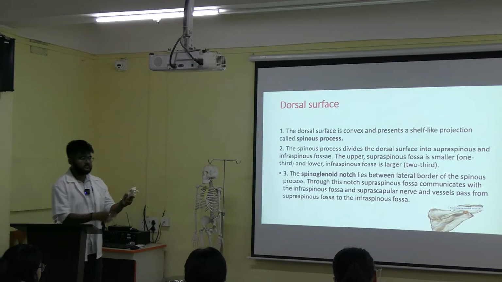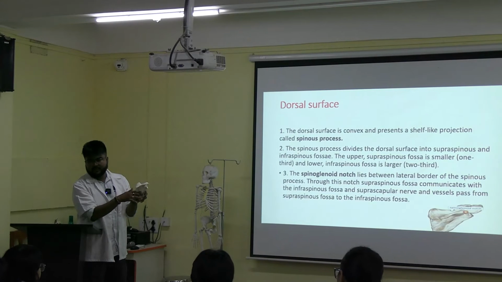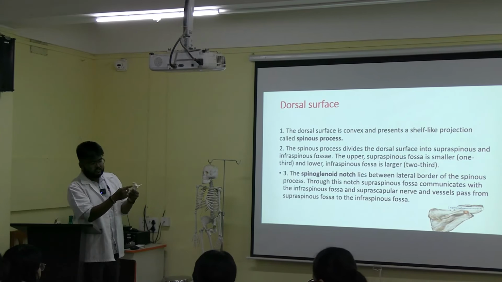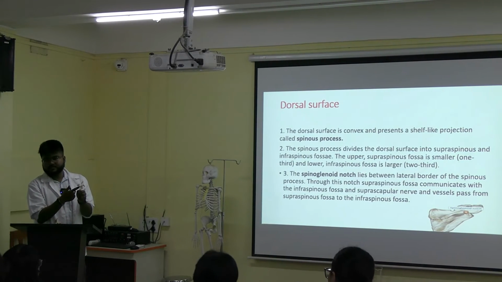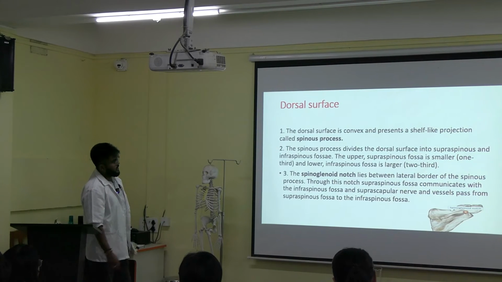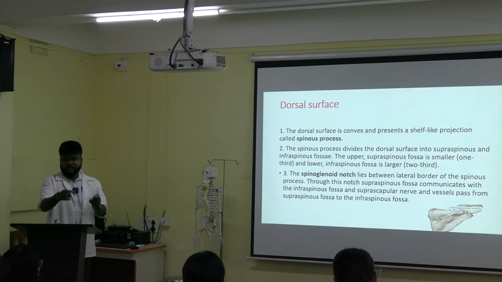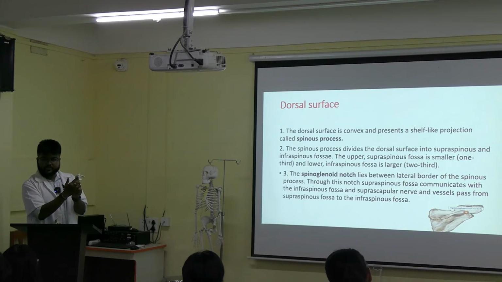Okay, and this is mainly the connection in between your supraspinatus and infraspinatus muscle. Supra means supraspinatus, infraspinatus muscle. Okay, so here this notch is very much important because here the suprascapular nerve and vessels are passed through this. Okay, so this notch's name is spinoglenoid notch. Okay.